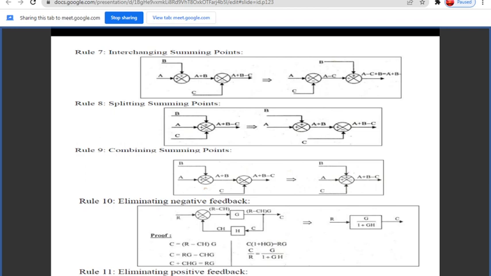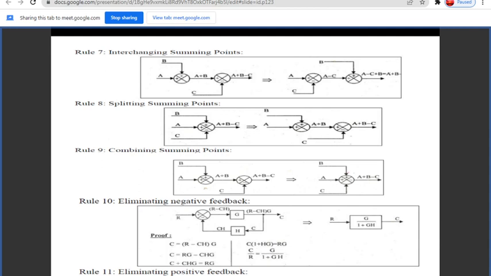As everybody knows, the efficiency of a machine or a system, whatever it may be, is output by input. So C by R. In the end, we need to find C by R. The output C is equal to R minus CH into G. Substituting the G, you will get RG minus CHG.